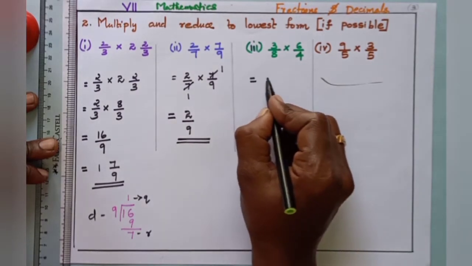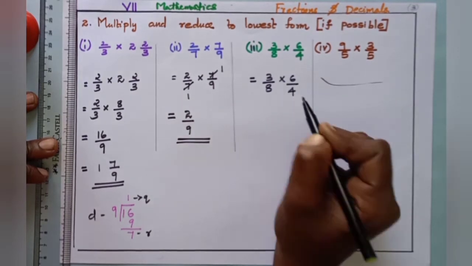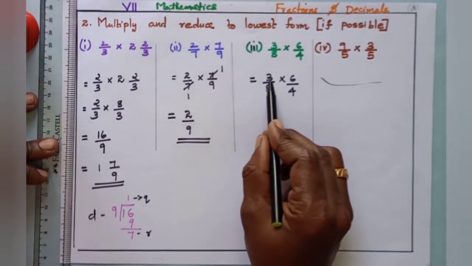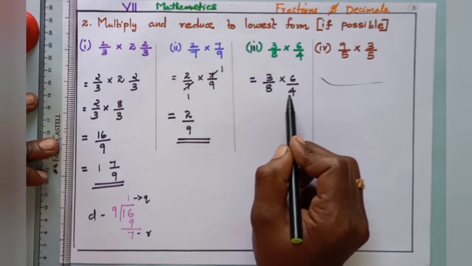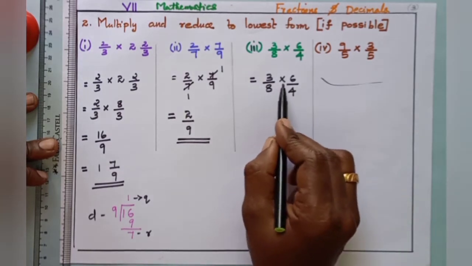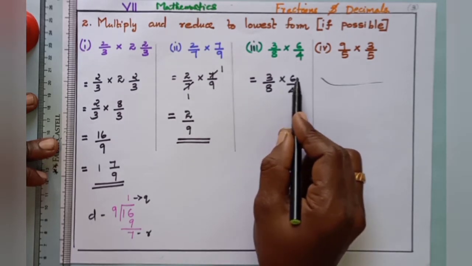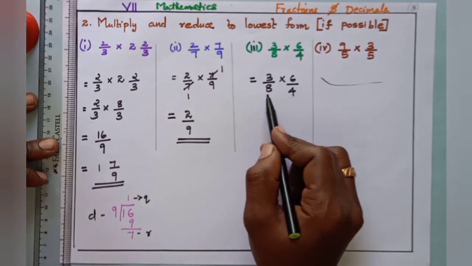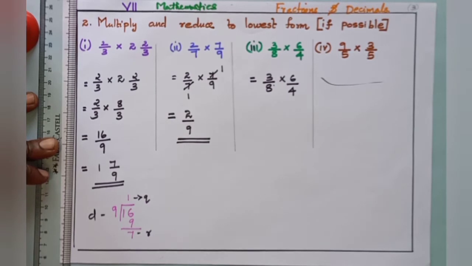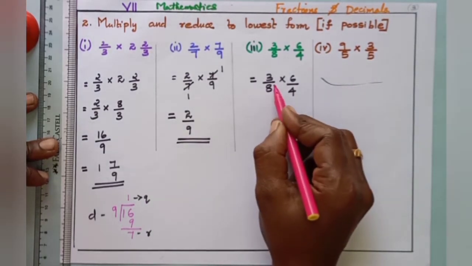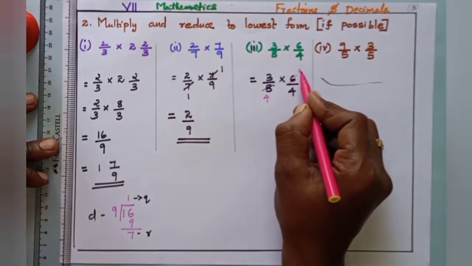Listen, the third question is 3 by 8 into 6 by 4. In the numerators and denominators: 3, 6, 8, 4. 8 and 6 are even numbers. So yes, the highest common factor is 2. So we can divide by 2. 4 2s are 8. 3 2s are 6.